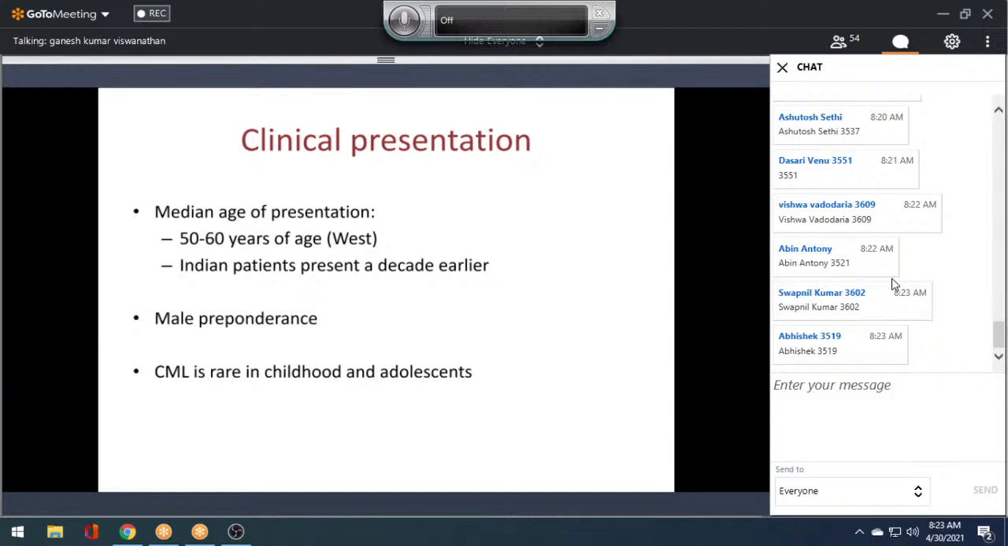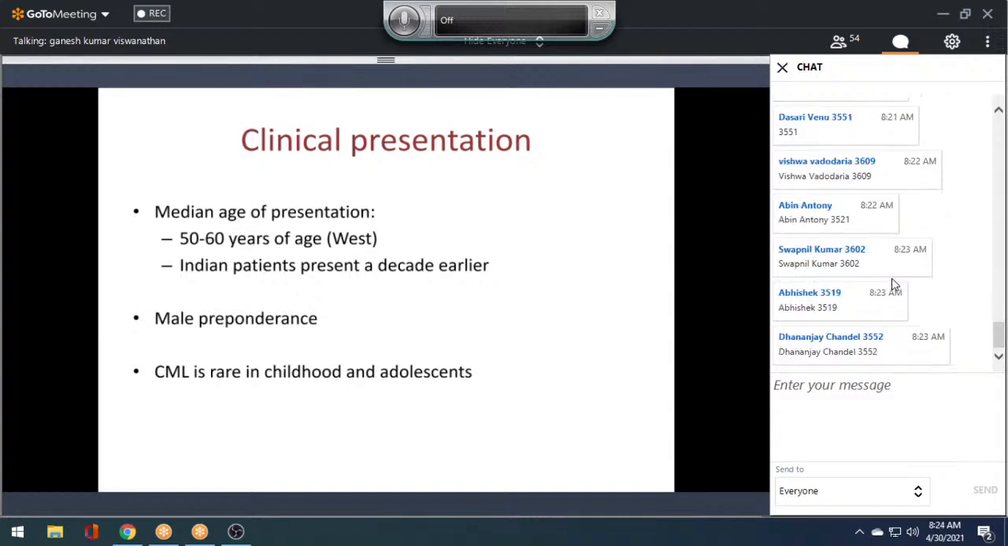It's a disease of middle and old age. It usually happens after 50 to 60 years. Indian patients are younger; the reason is unknown. 40 to 50 is the median age group in the Indian population. It has a slight male preponderance. Though CML can occur in childhood and adolescence, it is rare. It is common in older age.